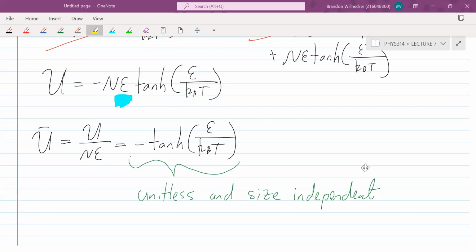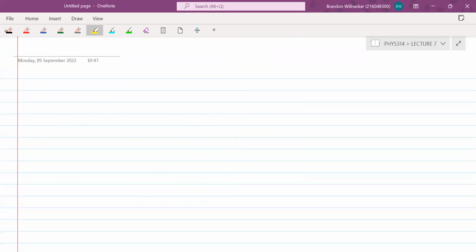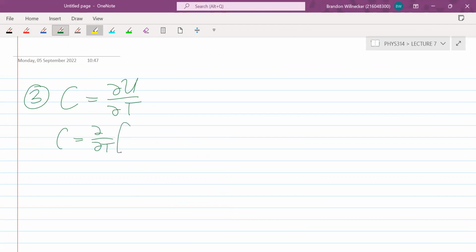Okay, not so bad. Let's have a look at the third one, and that was finding the heat capacity. We know that the heat capacity is going to be dU/dT. That's just how we define it. We've just found U, so we can calculate C now. So C is d by dT of what we just had, minus n epsilon tanh of epsilon over kBT.